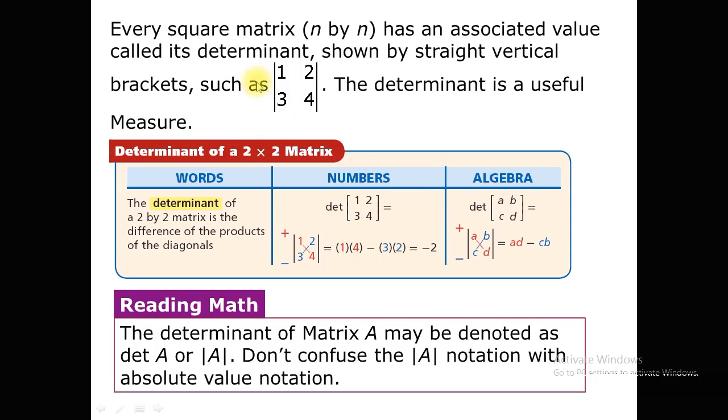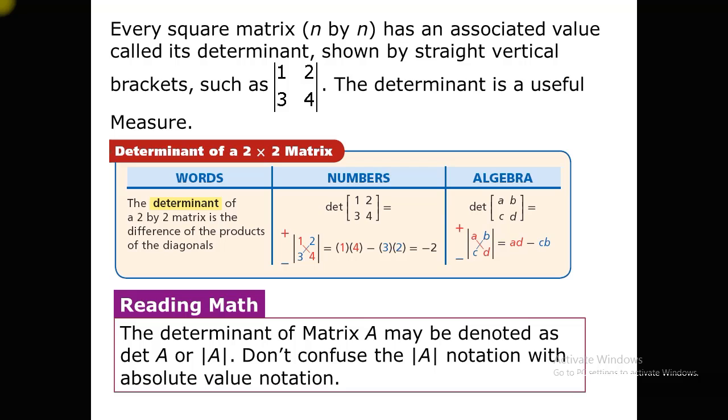Now for the determinant, suppose we have a square matrix n by n. An n by n matrix has an associated value called its determinant, shown by a straight vertical symbol like this. Suppose we have a 2 by 2 matrix containing the elements 1, 2 and 3, 4. So the determinant of that matrix will be in this presentation. And dear students, note that the determinant is a useful measure.